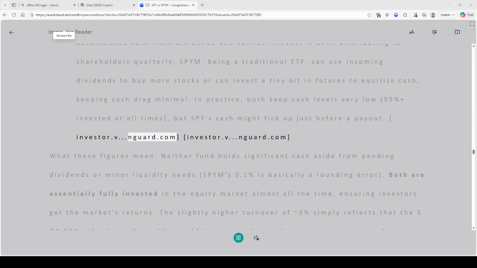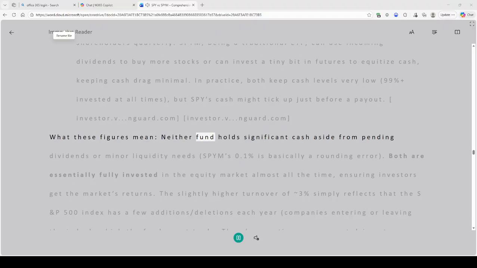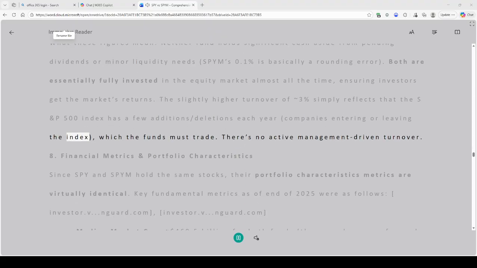What these figures mean: neither fund holds significant cash aside from pending dividends or minor liquidity needs. SPYM's 0.1% is basically a rounding error. Both are essentially fully invested in the equity market almost all the time, ensuring investors get the market's returns. The turnover of 3% simply reflects that the S&P 500 index has a few additions/deletions each year, companies entering or leaving the index, which the funds must trade. There's no active management-driven turnover.